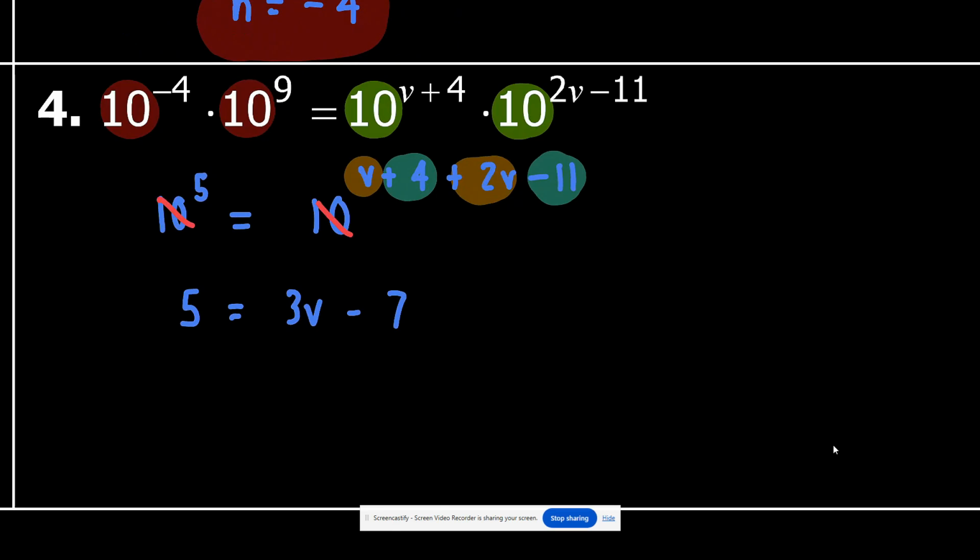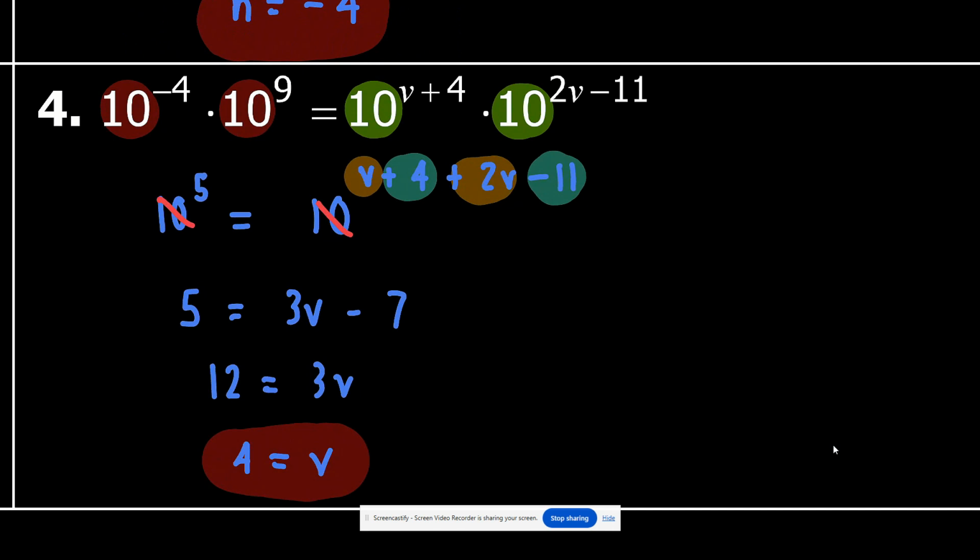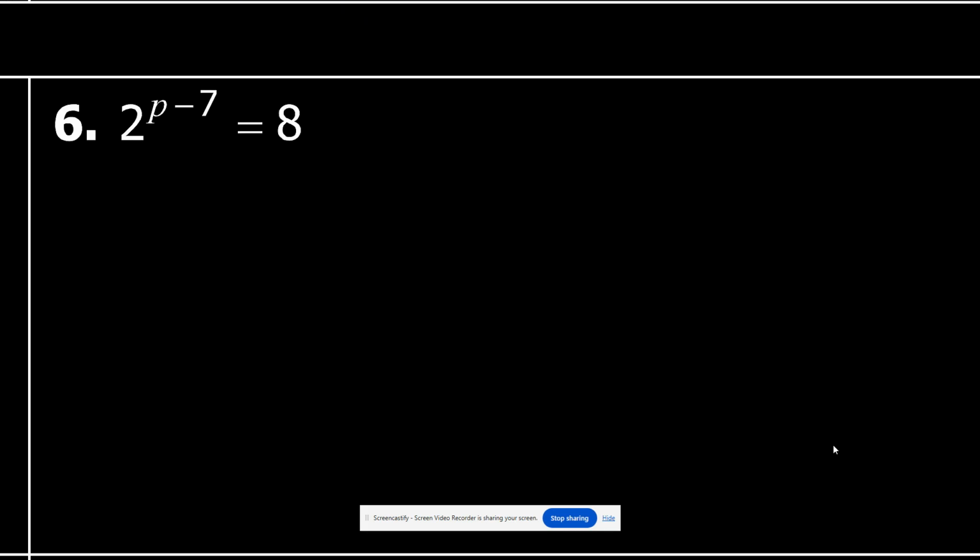I'm going to add 7. So 5 plus 7 is 12 equals 3v. I'm going to divide by 3. So v equals 4. And that's my answer. Okay? Again, pause if you need to, but let's keep on cruising.